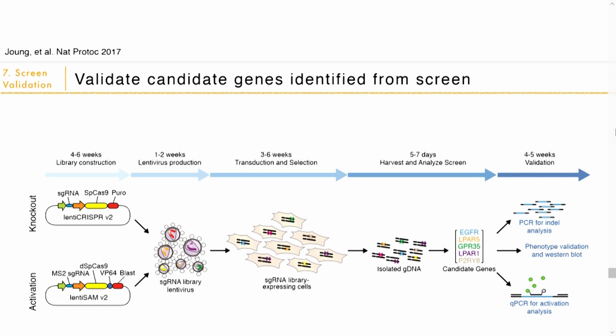So at the end of the screen, it's very, very important that you validate your candidate genes. A screen only produces a ranked list of candidate genes, and unless some of them have been characterized in literature, you really don't know for sure if that particular gene actually produces the phenotype that you are interested in. So for every screen, it's very important to go back and validate guide RNAs.